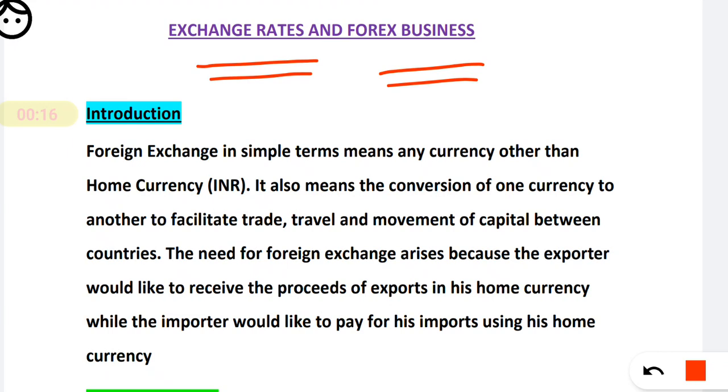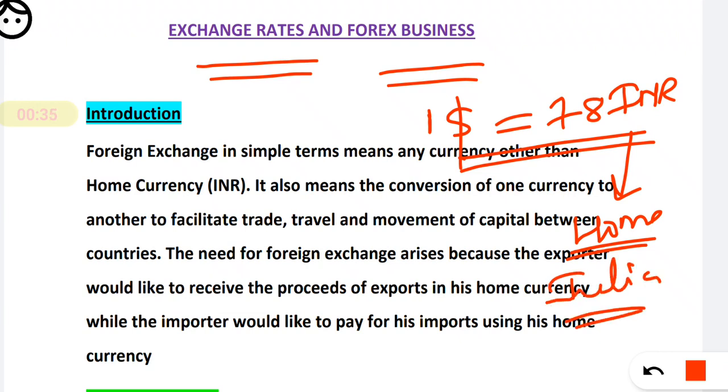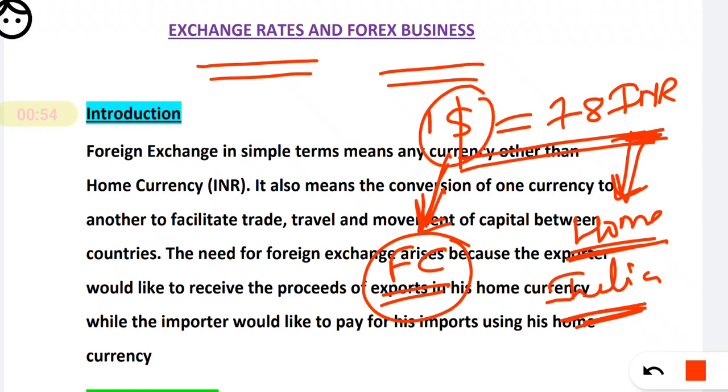Say if I ask you what is the rate for the $1 today, right? You will say, sir, it is around 78 Indian rupees. What do you mean by that? Indian rupees is the home currency for what? For Indian people. For Indian people, Indian rupees will be the home currency, and for Indian people, the dollar will be the foreign currency. So what is a foreign currency? It is very easy.